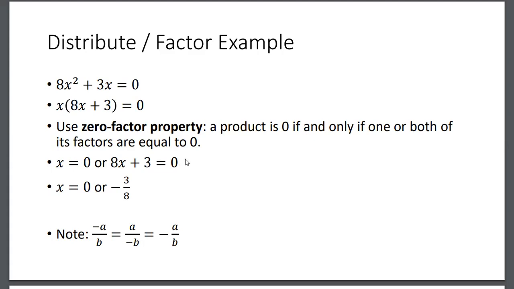You get negative 3 over 8, and that can be written as negative 3 over 8 because a minus sign in a fraction can be moved from the top to the bottom or to the front without changing the fundamental value of that fraction's ratio.